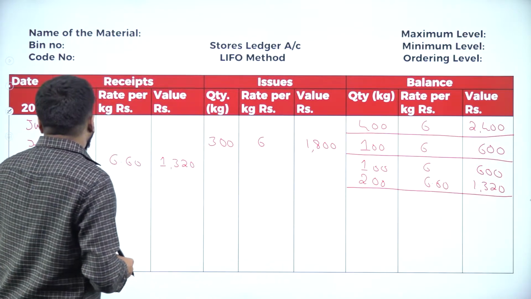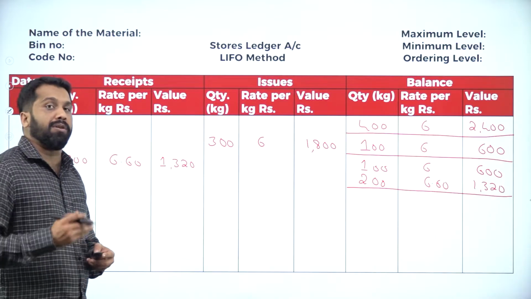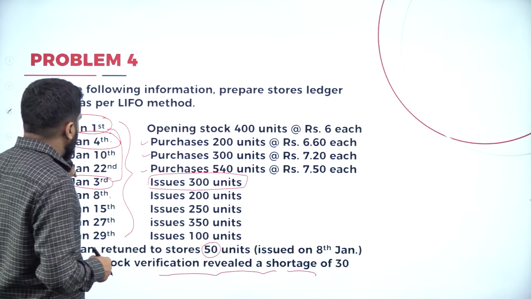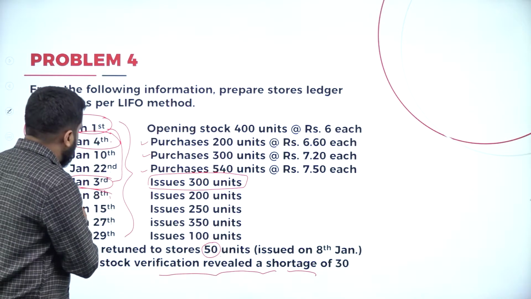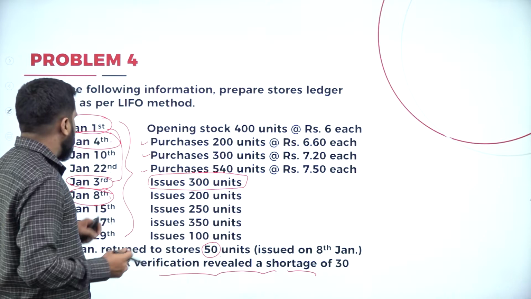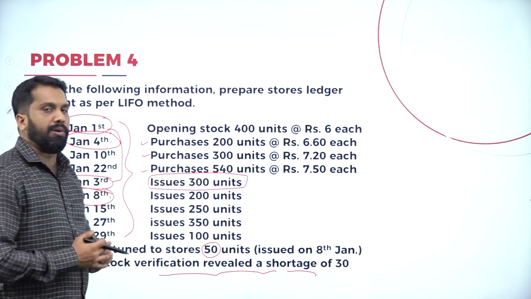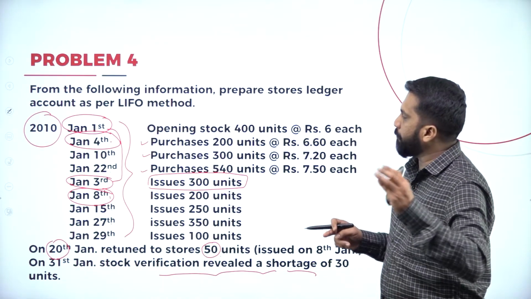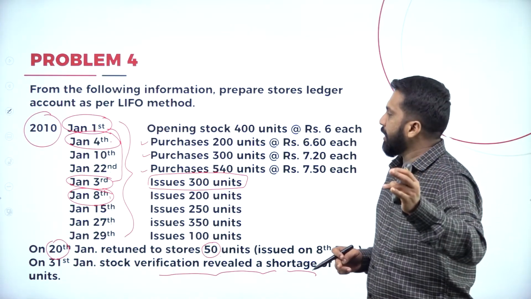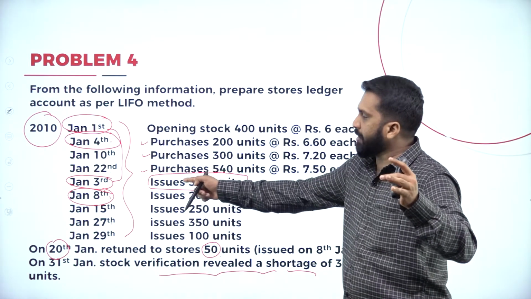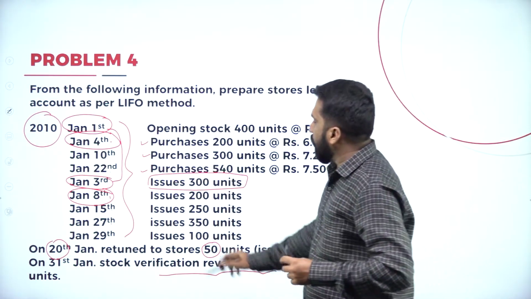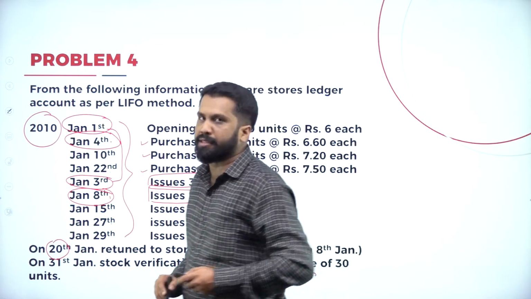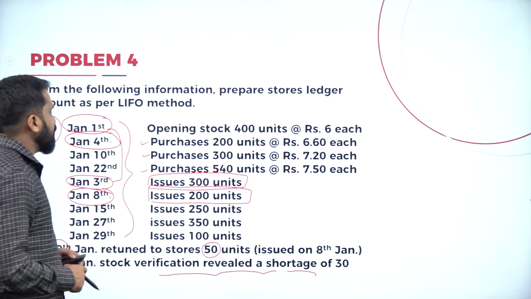Now, January 4th we completed. We'll go for the next. After January 4th, it is January 8th. Is there anything after 4th like 5, 6, 7? No. In the question, check. After 4th, we don't have 5, 6, or 7. Directly, we can go for 8. Now, on 8th, there is an issue of 200 units. Now, I'll go back to this.